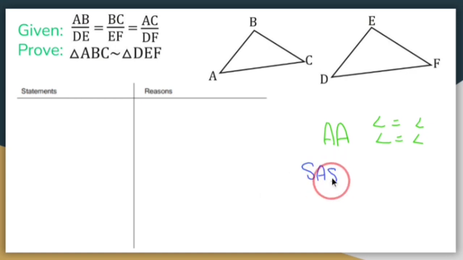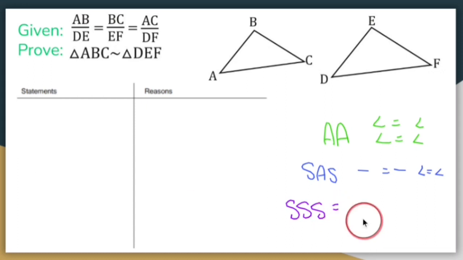The SAS method says that if you could show that 2 sides are proportional to each other, side over side equals side over side, and if you could show that the included angles are congruent, then you have SAS. The third option is SSS. And SSS says that if you have a side over a side, corresponding sides, equals a corresponding side equals a corresponding side, then you have similar triangles.